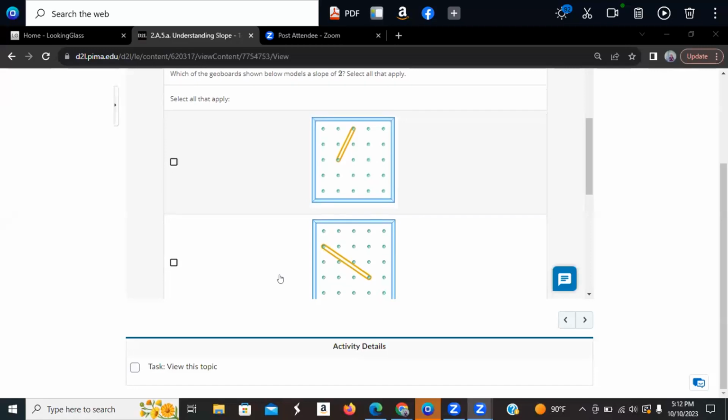All right, so slope of 2. Does that top one have a slope of 2? Is it up 2 and right 1?